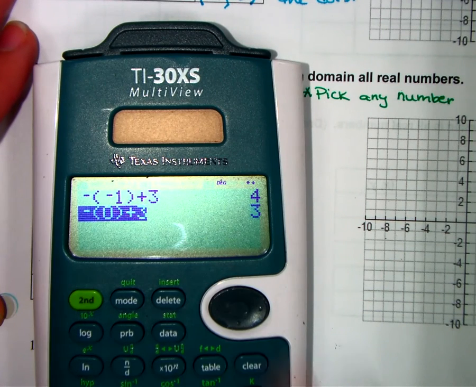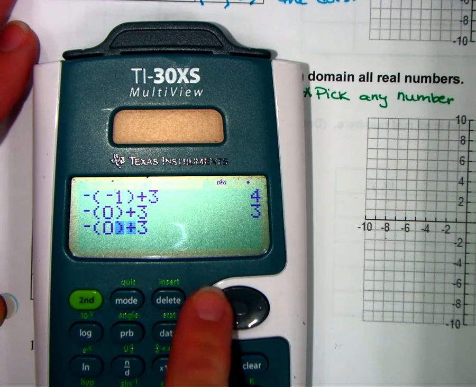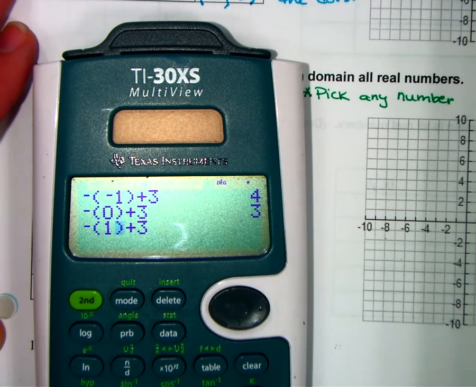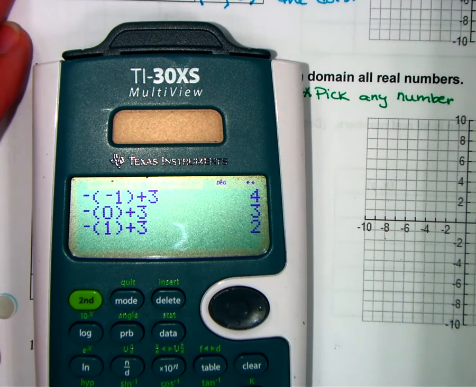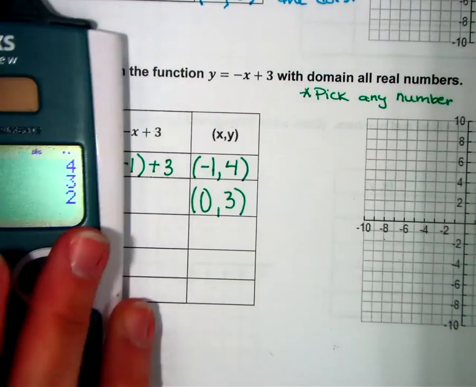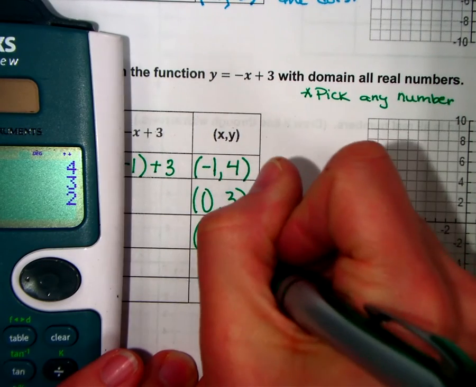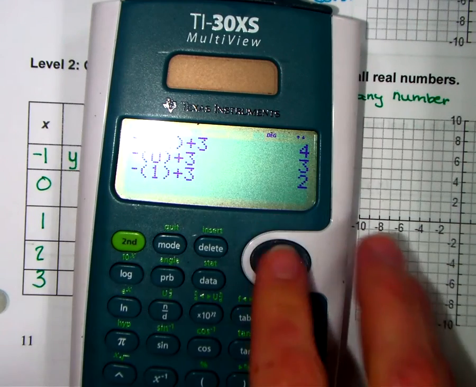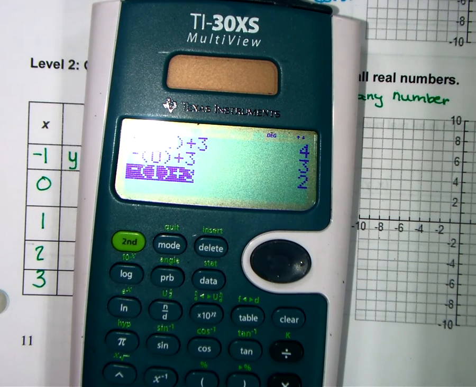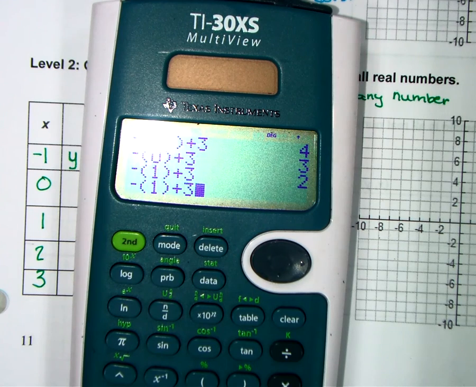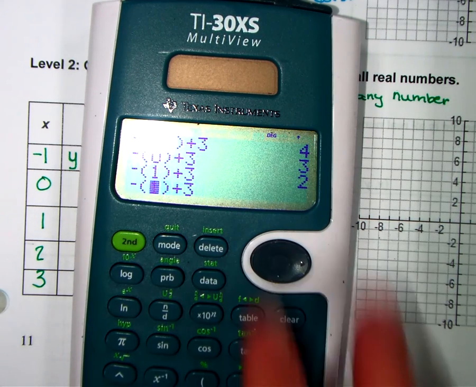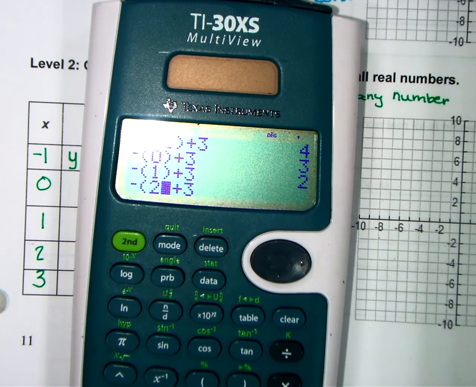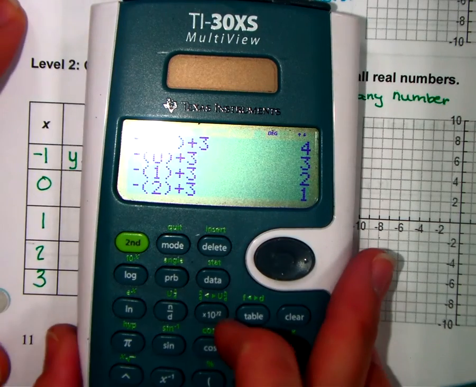Okay, now I need to change. I'm going to go up, up again. And I'm going to change that 0 to a 1. And hit enter. And I get the answer of 2. So this time when I plugged in 1, I got 2. And then the next one I need to plug in is 2. So you go up, up, enter. Scroll over to change that 1 to a 2. So when I plugged in 2, I got 1.